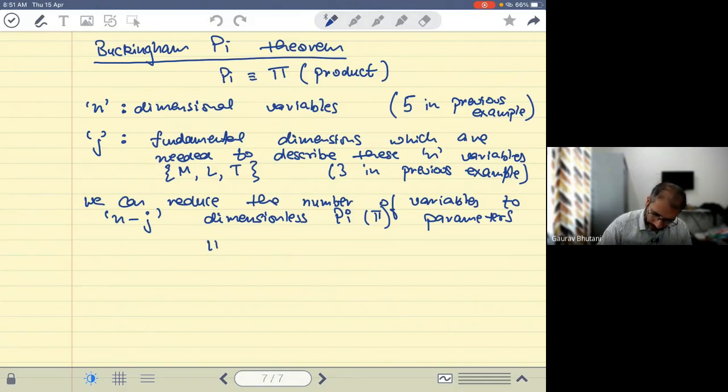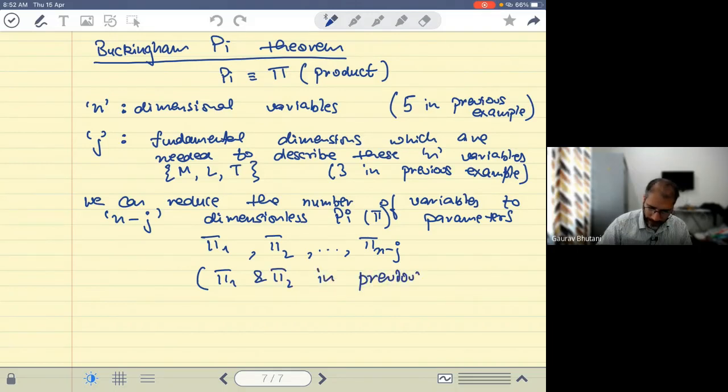We'll call these pi 1 and pi 2. In a general case, we'll have this up to pi n minus j. We only had pi 1 and pi 2 in the previous example. Pi 1 was CL and pi 2 was RE, and they are both dimensionless parameters. Their dimension is 1. So this is what the theorem says. It's a very strong theorem.